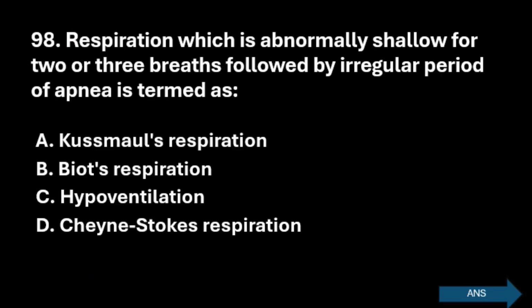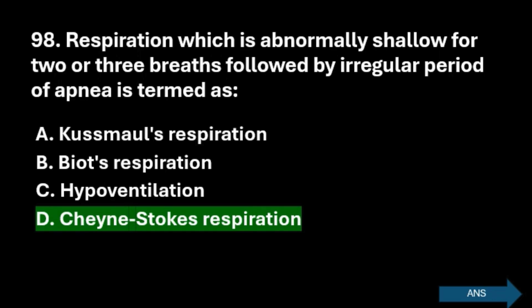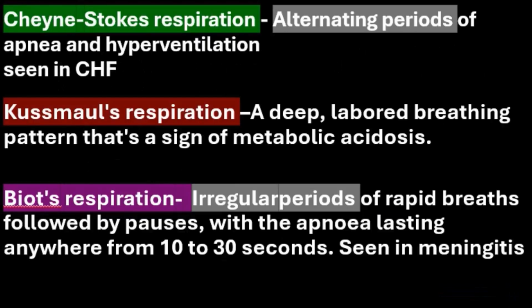Next question. Respiration which is abnormally shallow for 2 or 3 breaths followed by irregular periods of apnea is termed as: option A, Kussmaul's respiration; option B, Biot's respiration; option C, hypoventilation; option D, Cheyne-Stokes respiration. The right answer here is option D, Cheyne-Stokes respiration. Cheyne-Stokes respiration is alternating periods of apnea and hyperventilation. It is seen in congestive heart failure.